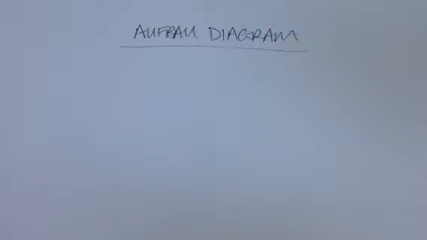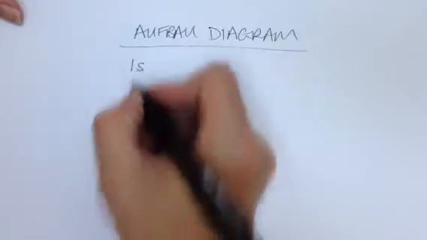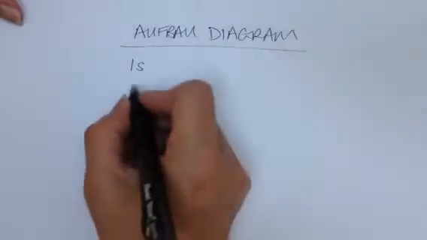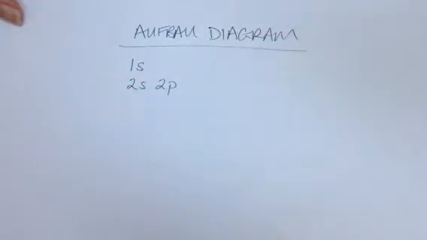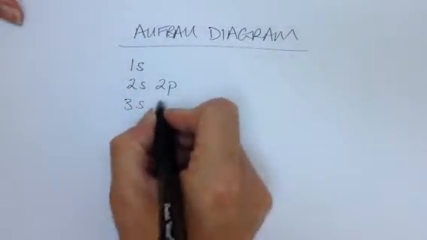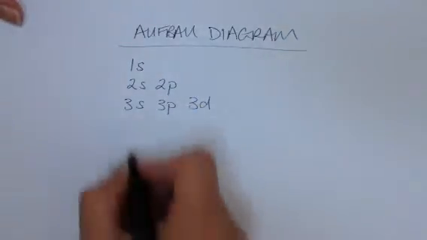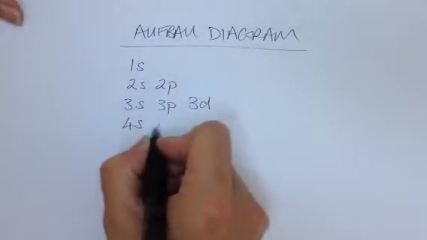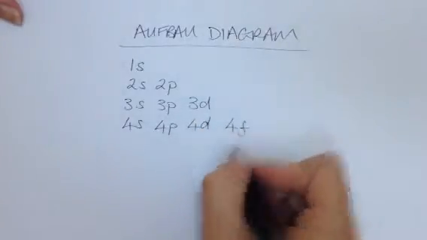Now we call those sublevels n, followed by the letters s, p, d, and f, like this. So n equals 1 has one sublevel that we call 1s. n equals 2 has two sublevels, 2s and 2p. n equals 3 has three sublevels, 3s, 3p, 3d. n equals 4 has four, 4s, 4p, 4d, and 4f.